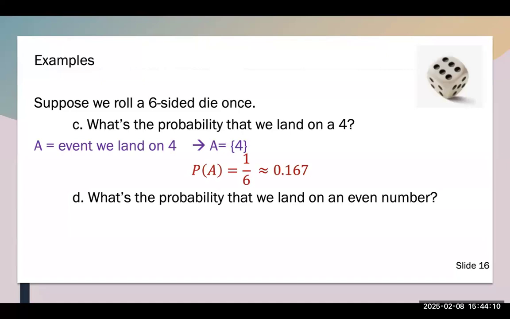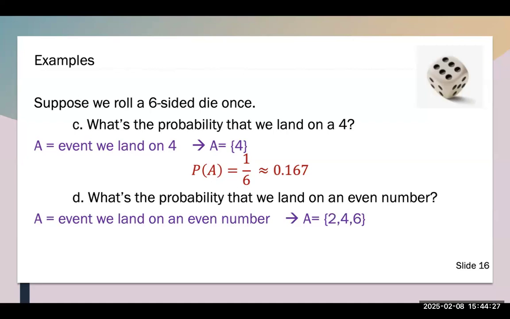Now, what's the probability if we roll a 6-sided die once, we land on an even number? Now, an even number is any number divisible by 2. So let's list out all of the even numbers. 2, 4, and 6 are even, while 1, 3, and 5 are odd. Half of the numbers on a die are even, so the probability of landing on an even number is 1/2, or 0.5.